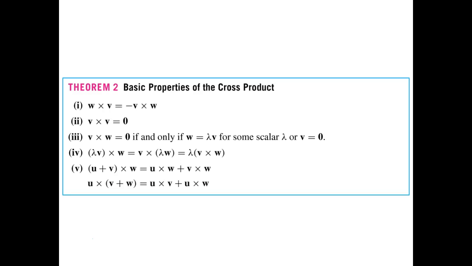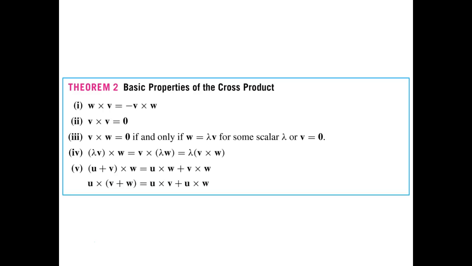Well, U cross W would be a plane perpendicular to both U and W. V cross W is a plane perpendicular to V and W. Well, obviously the W's are the same, so that would define a plane that is perpendicular to the sum of U and V, and sure enough, that sort of winds up making sense.